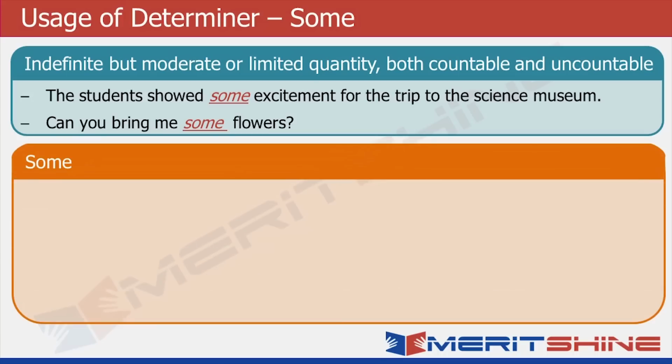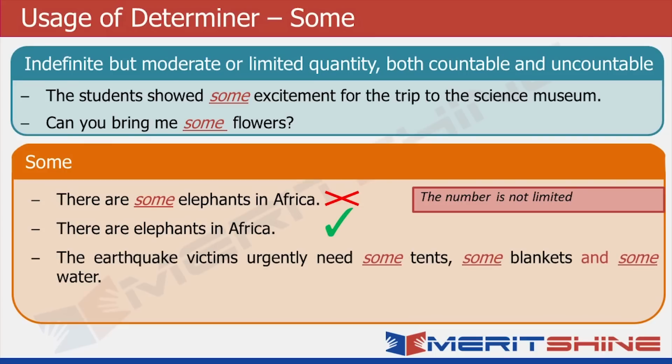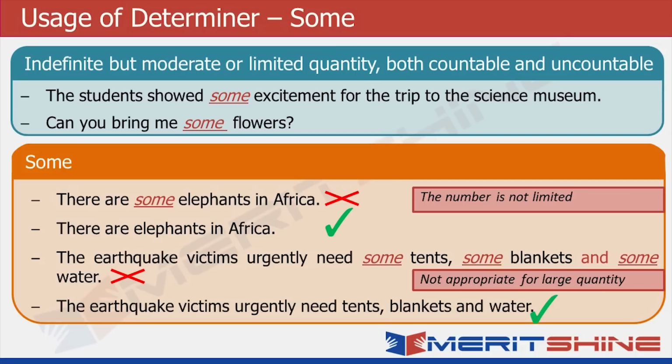There are some elephants in Africa. It is not appropriate to use some to denote quantity which is not limited. We should instead say there are elephants in Africa. It is also incorrect to say the earthquake victims urgently need some tents, some blankets, and some water. Some cannot be used to represent large quantity. So we can write it as the earthquake victims urgently need tents, blankets, and water.